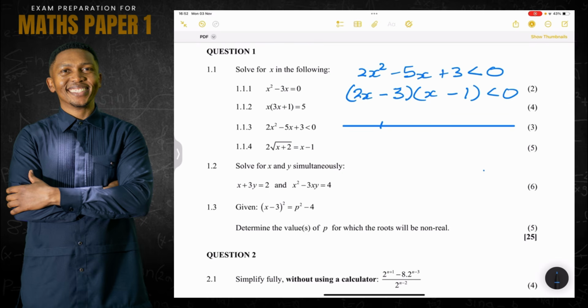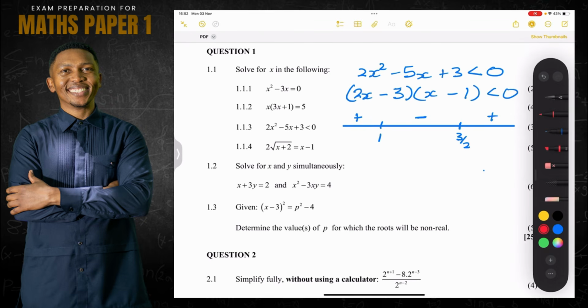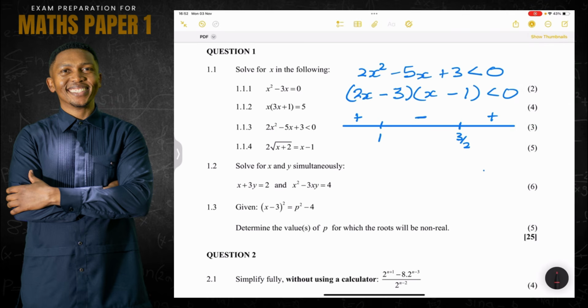We always start with the smaller value, so 1 is smaller, and 3 over 2 is a larger value, right? So we write them in ascending order, and we know this is a smiling parabola, which means it's positive here, negative there, and positive over there. Now, where is this graph less than 0? Please note, where is this graph negative?